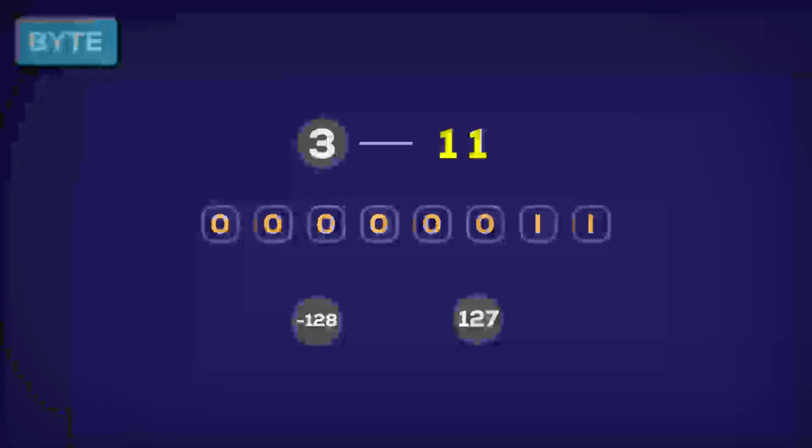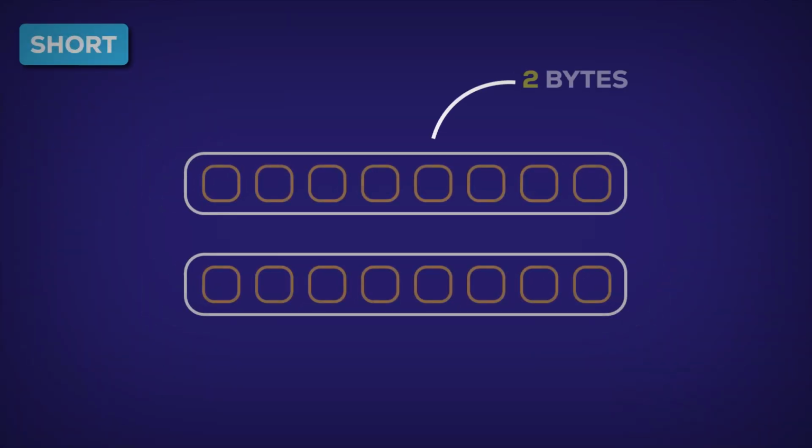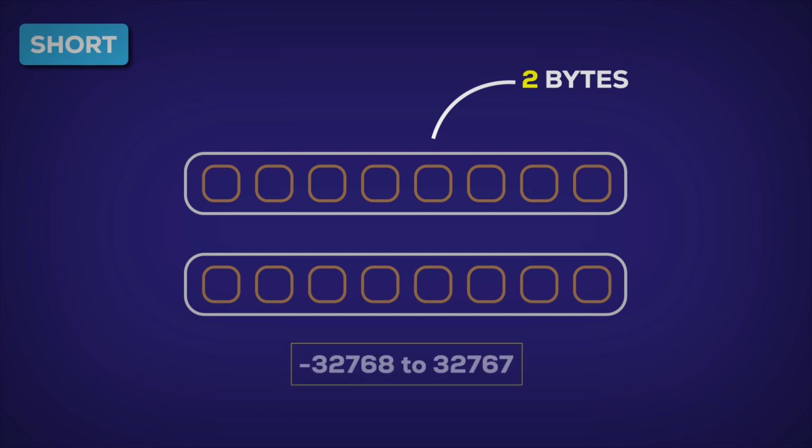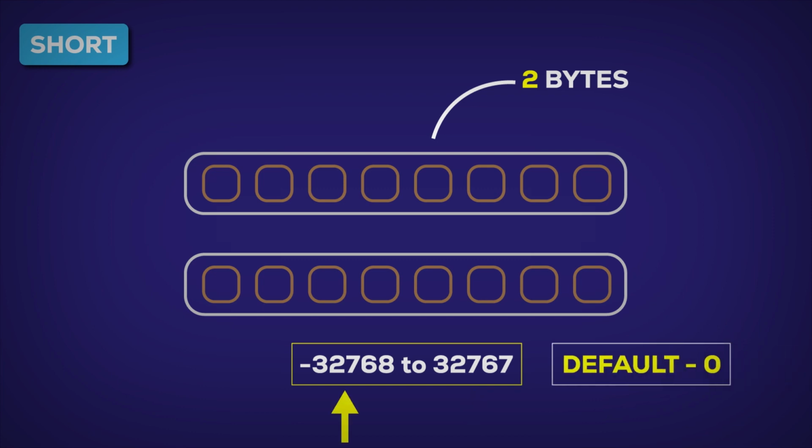Now coming to the short. Short is a data type which allocates 2 bytes of memory. Its value range lies between -32,768 to 32,767 inclusive. So this is the minimum value and this is the maximum value. Its default value is 0. So short allocates memory of 2 bytes, or 16 bits.